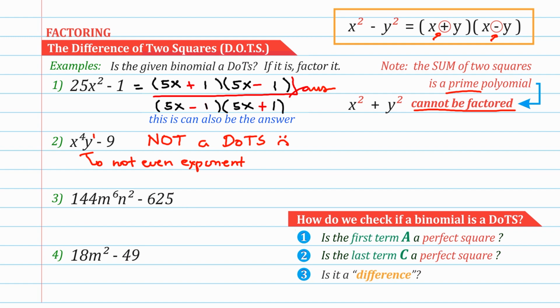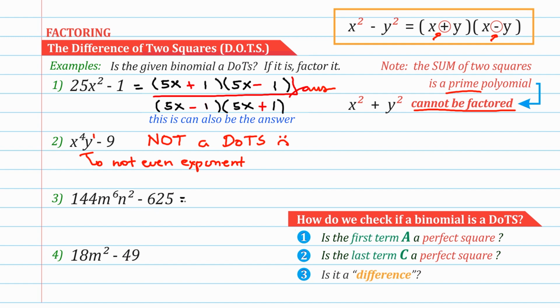Next question. Is the last term c a perfect square? Sir, ang laki. Kabisado mo rin dapat yan. Alam mo that 625, ang square root niya is 25. 25 times 25 is 625. Okay, is the last term c a perfect square? Yes, it is. And lastly, is it the difference? Of course it is. Therefore, this binomial is a difference of 2 squares.